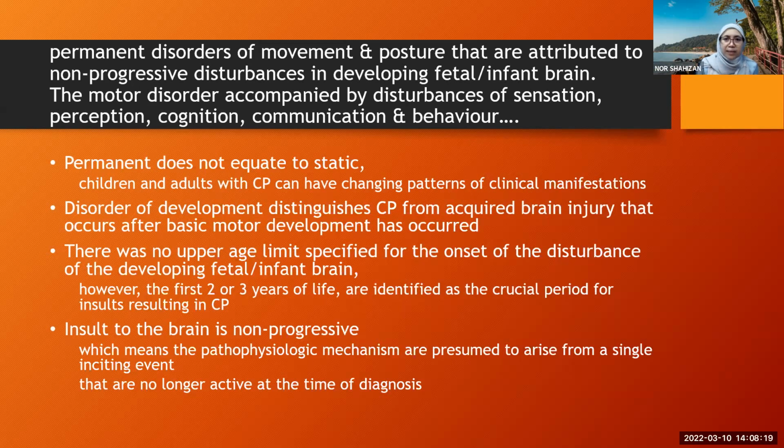CP is a disorder of development because motor development is not yet fully achieved, meaning there is a problem while the brain is still developing. That is why we call CP a disorder of development. There is no upper age limit specified for the onset of the disturbance of the developing fetal or infant brain, because the first 2 to 3 years of life is identified as a crucial period for insult in a child's brain, as a child's brain is still developing until about 5 years of age.